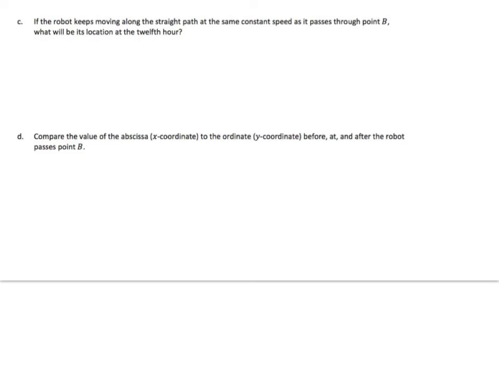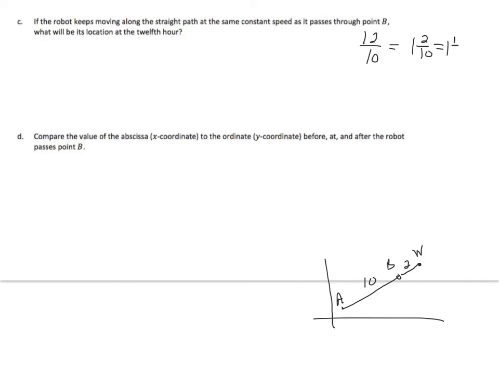If the robot keeps moving along the straight path at the same constant speed as it passes through point B, what will its location be at the 12th hour? So our sketch, I started out at point A, I went to point B, and this took 10 hours. What about 2 hours later? We already did point C, didn't we? All right, let's look at it. The fraction for the 12th hour, I mean, if I went 10 hours, I'm now 2 hours past that, so I'm 12 over 10, which the mixed number would be 1 and 2/10, right? That makes sense. Or 1 and 1/5, but we don't need to go crazy or anything.